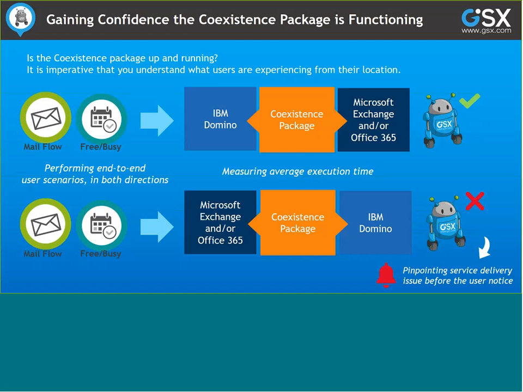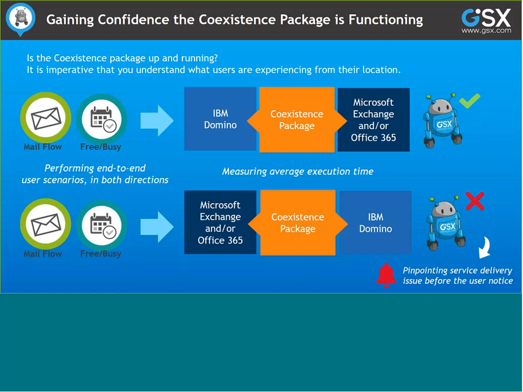As I work with my team here now, I'm all about helping people understand that nothing's perfect. We just need to make sure that we have the right controls, restraints, and alerts in place so that we can handle this in a really efficient fashion when something pops up. That's what GSX and our coexistence package does. We have the ability to run end-to-end mail flow tests.